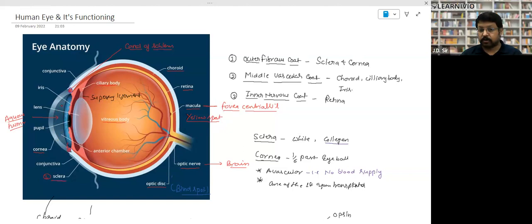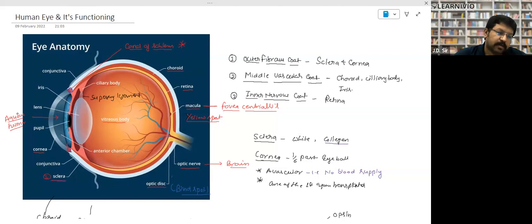Between the lens and the front part, the cornea, there is a liquid called aqueous humor. Aqueous humor keeps on changing. It is secreted by the cells of the cornea itself. There is a pipeline called the canal of Schlemm. Try to understand this question I have been asked. The canal of Schlemm keeps on draining out the aqueous humor, and every time it is getting changed so that it remains refreshed.